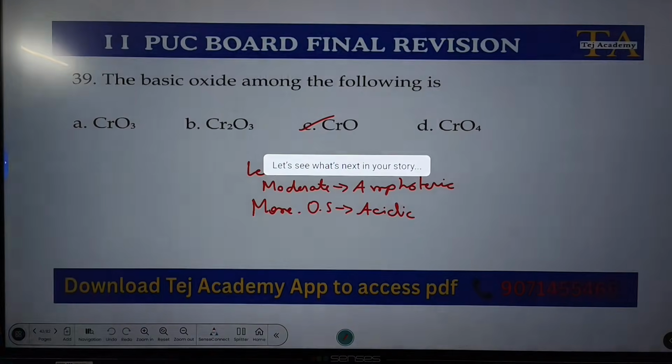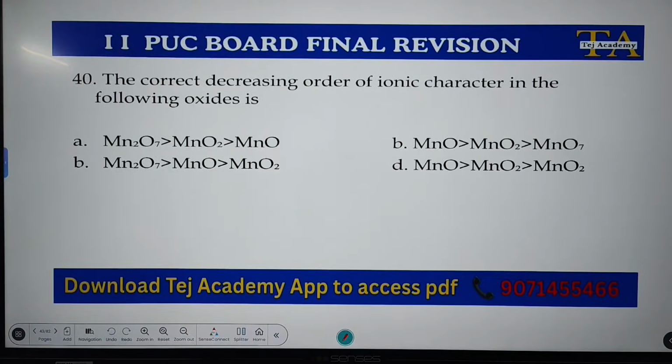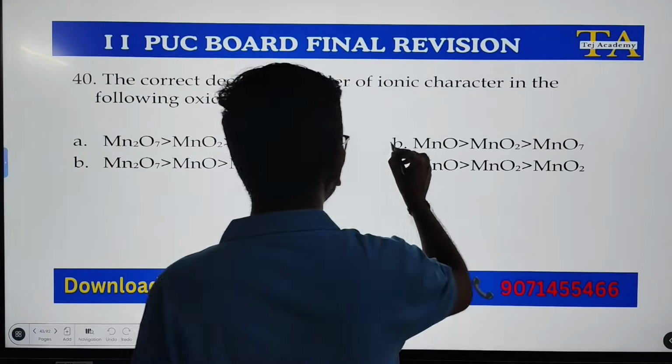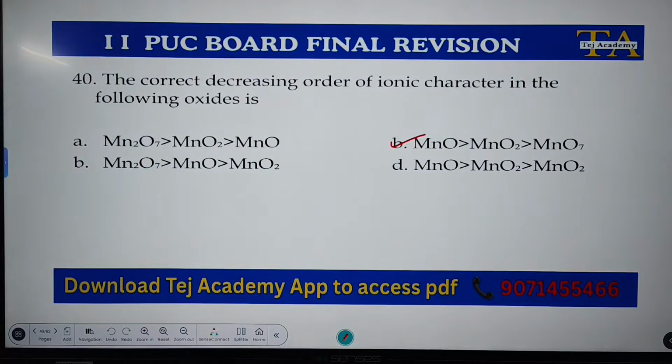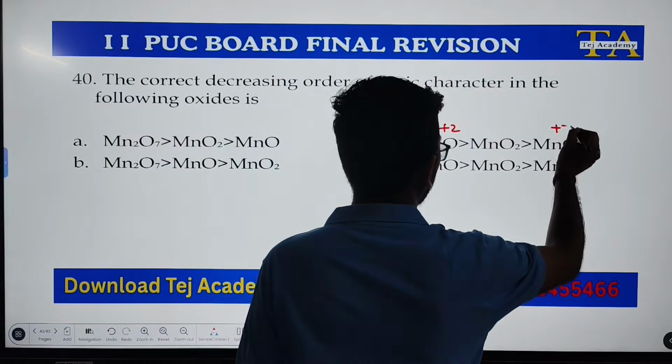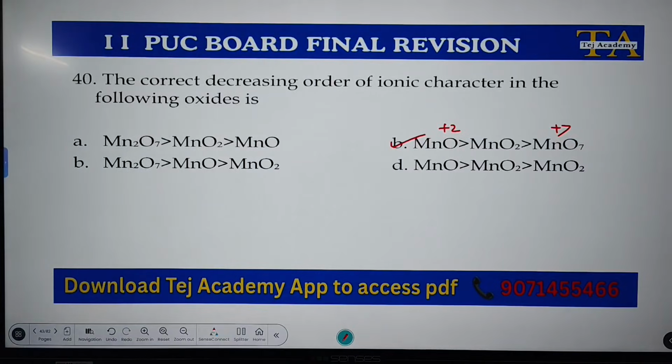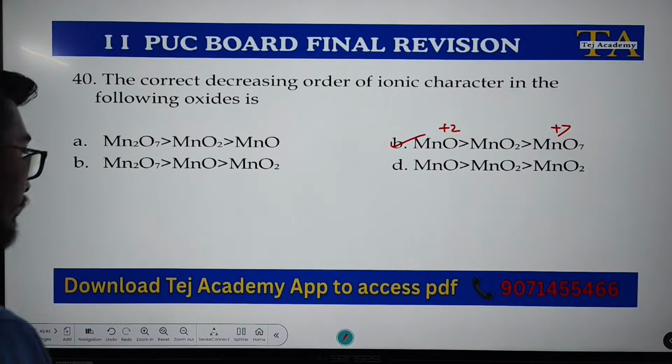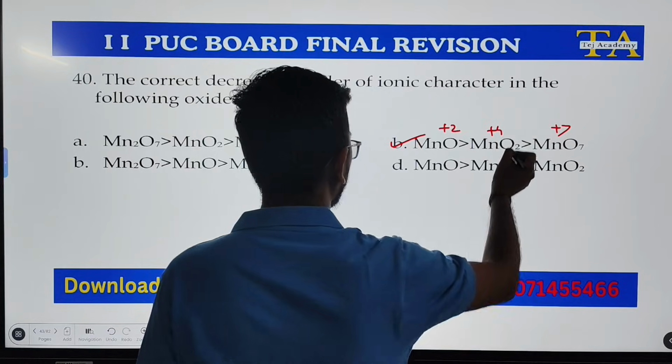Now next, 40th. The correct decreasing order of ionic character in the following oxides is. See here, option B is the right answer. Here +2, and if we check, manganese has +7. So for the decreasing order, MnO2, if we calculate, we will get +4.